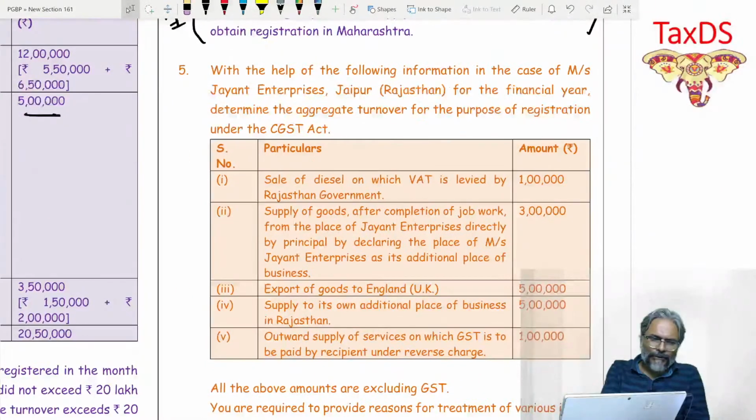Let's have a look, students. The last question which I'm going to do with all of you is question number 5. With the help of the following information in the case of Mrs. Jayant Enterprise, Jaipur, Rajasthan, for the financial year, determine the aggregate turnover for the purpose of registration under the CGST Act.